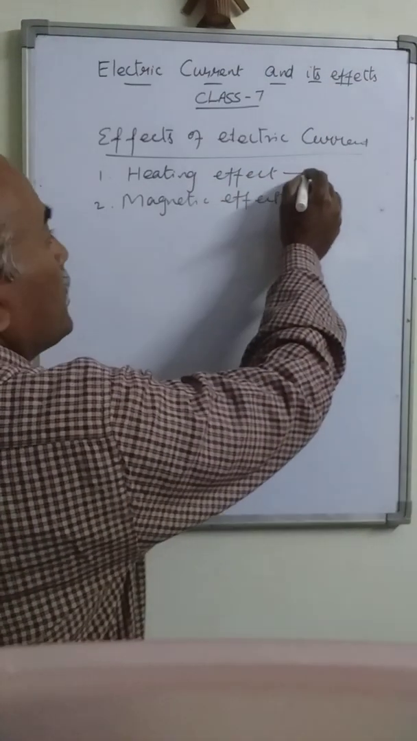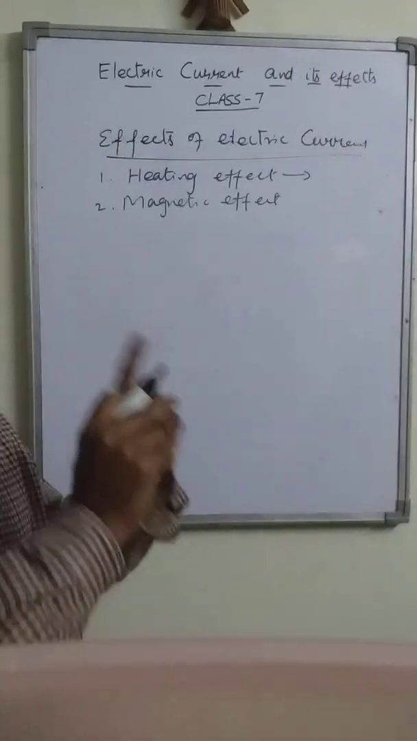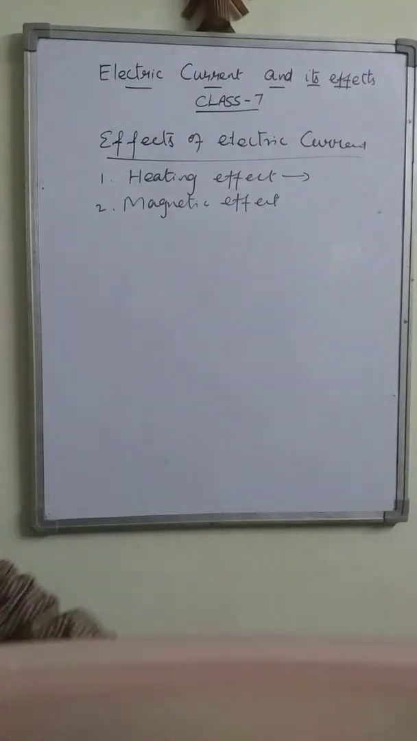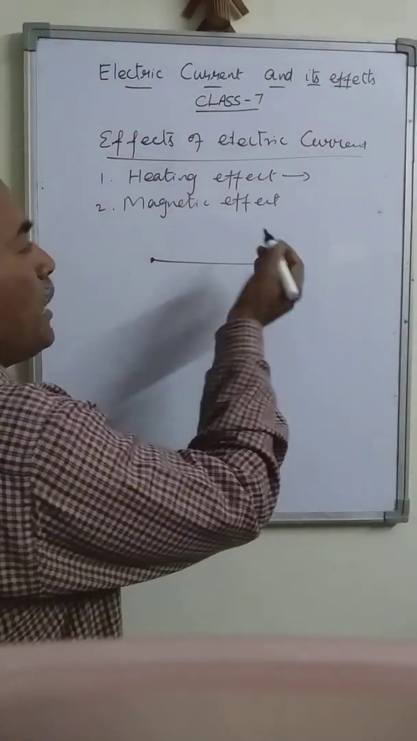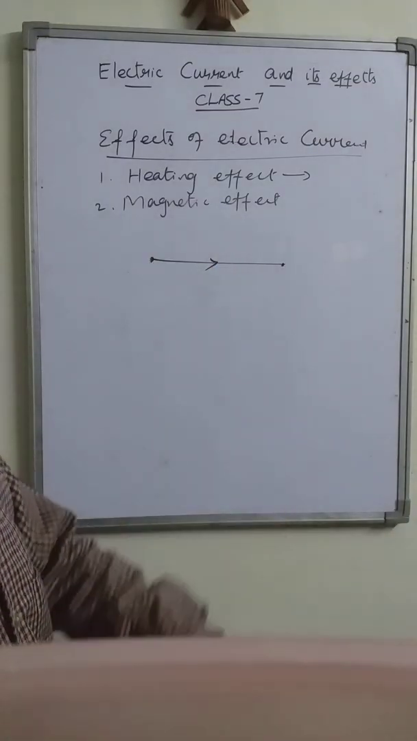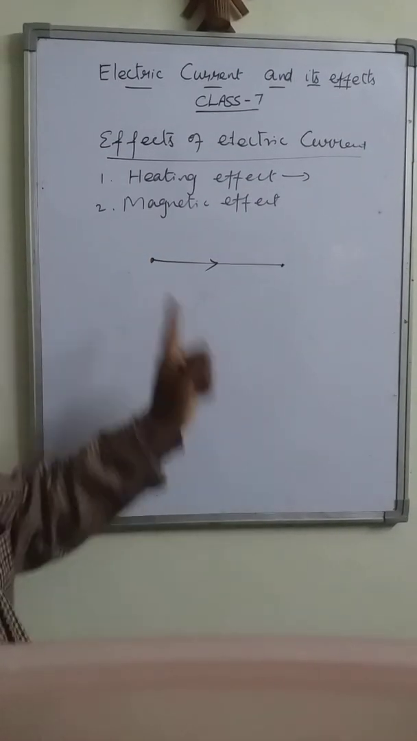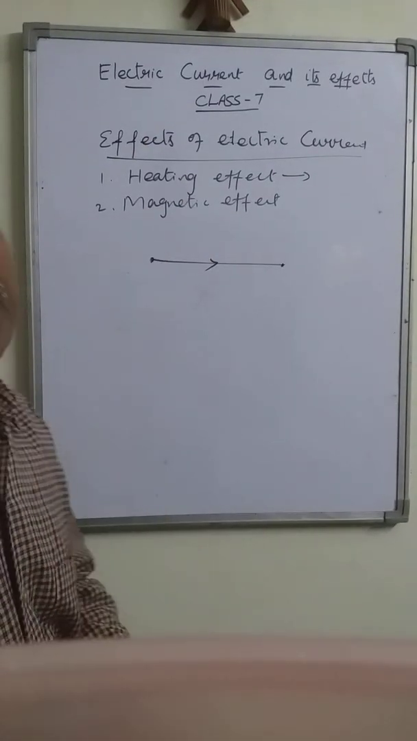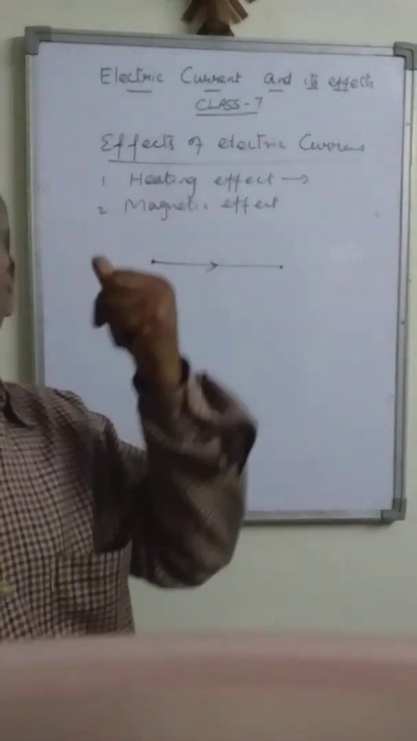Heating effect of electric current means what? When we pass electric current through any conductor, any wire, any appliance, heat is produced. Suppose this is the wire through which we pass the electric current, it becomes hotter. That we call the heating effect of electric current. Then magnetic effect means if we pass electric current through this wire, it will produce magnetic property around it. Around this wire, the magnetic property is developed. That is called the magnetic effect of electric current.